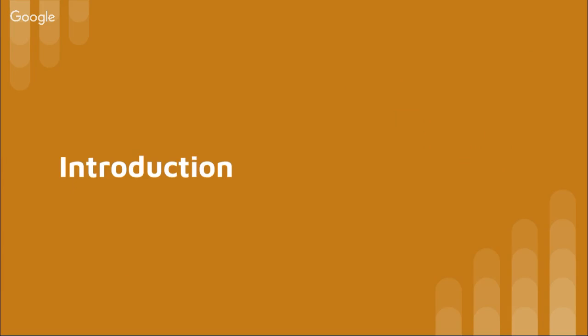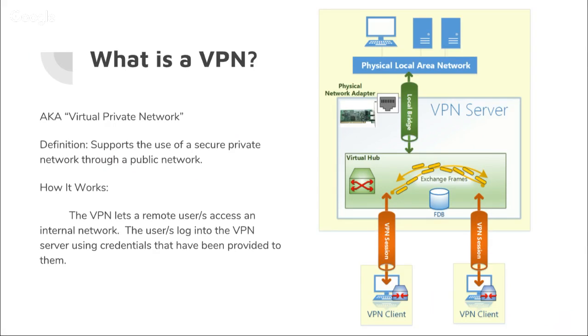So then, what is a VPN and why would I use one? A VPN is a virtual private network. It supports the use of a secure private network through a public network. In this presentation, we have chosen to configure a VPN using software. Just as a side note, this can also be accomplished through using hardware. The VPN acts as our private tunnel from a public network to our destination.